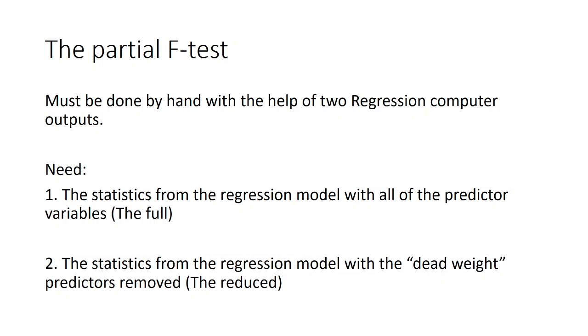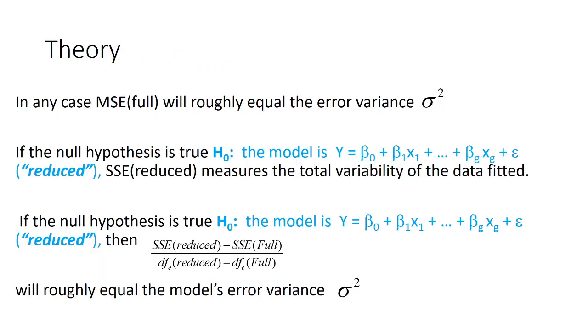So what you need is the statistics from the regression model with all the predictor variables, which will be called the full, and the statistics from the regression model with the dead weight predictors removed, which will be the reduced model. So let's just go through the theory. Regardless of what happens, the mean squared error full will roughly equal the error variance sigma squared. This comes from the variation of the data.